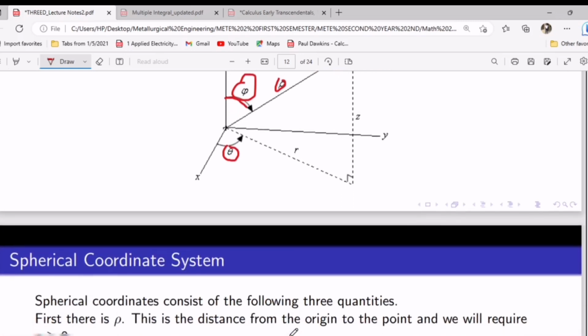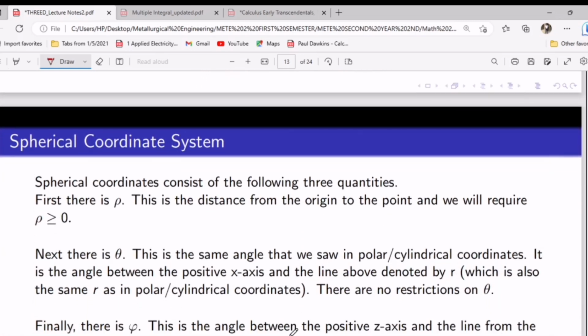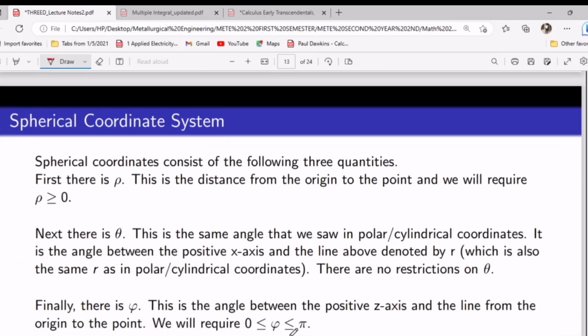At the end of this video, you'll be able to convert the cylindrical coordinate system into the spherical coordinate system, and also convert the Cartesian coordinate system to the cylindrical and spherical coordinate systems. Whenever they give you the Cartesian coordinate system and ask you to convert it to the spherical coordinate system, first you need to change it to the cylindrical coordinate system. Then you work from there.